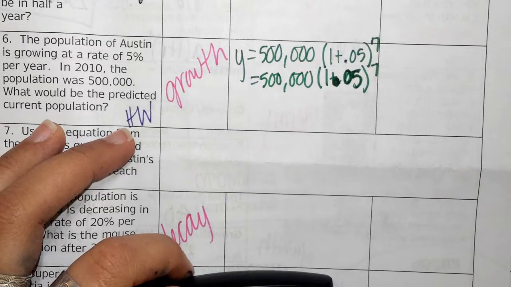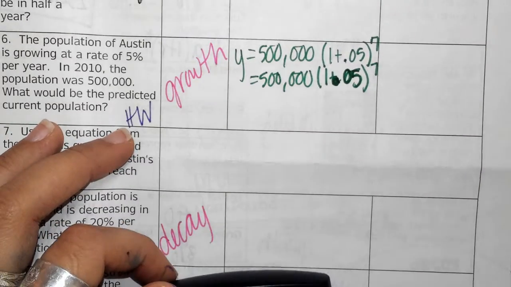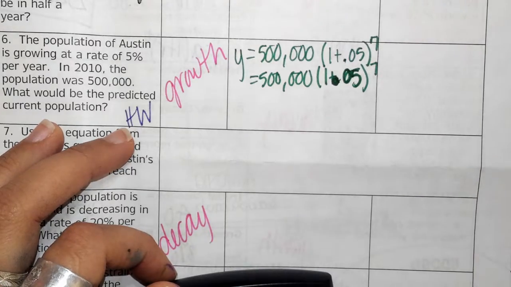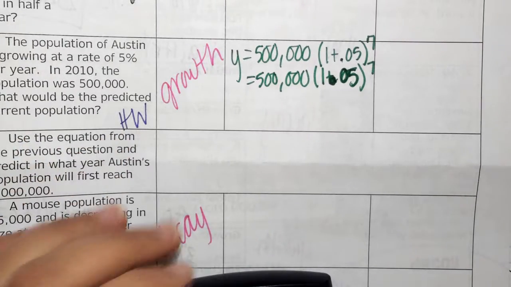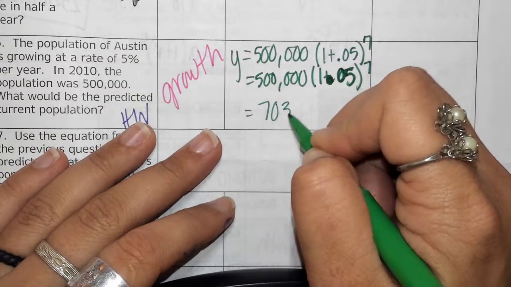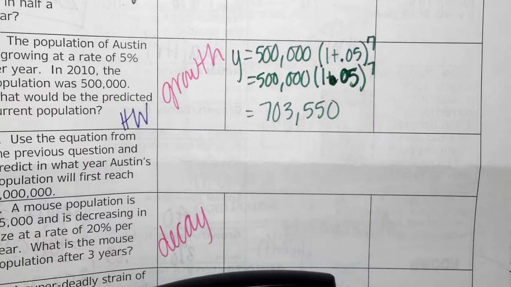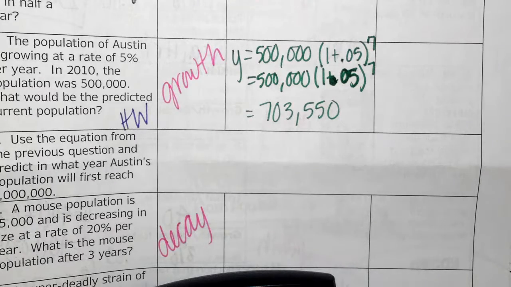Alright, 1.05 to the 7th power gives us a big old decimal. And then, 7th power, I'm sorry, my words today. I got 703,550 people. What did y'all get? Same thing? Go team! Take a point if you get it right.